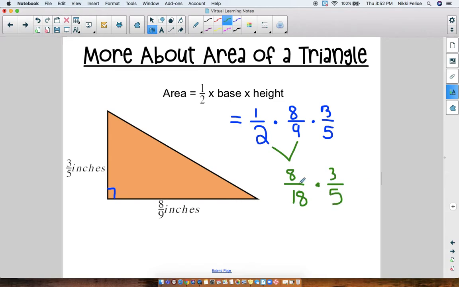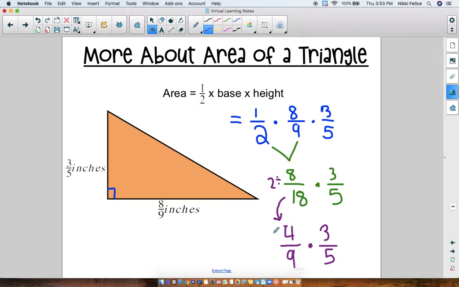Now if you want, we can simplify this fraction first before we multiply it, because these are kind of big numbers. I mean, you can just multiply it first, but I would definitely simplify this first to make your multiplication easier. We can divide both of these by 2, right? 8 divided by 2 would be 4, and 18 divided by 2 would be 9. Now 4/9, that's a lot easier to multiply with 3/5. So all I did was simplify this fraction and write it down here.